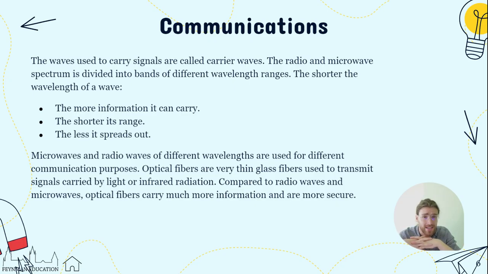Okay, and then infrared light, we can use it for our TV, very short distance. Okay, or we have to bounce it off of optical cables, which are basically just mirrors. And yeah, okay, so the shorter the wavelength, the more information it can carry, the shorter its range, and the less it spreads out, more concentrated it is.